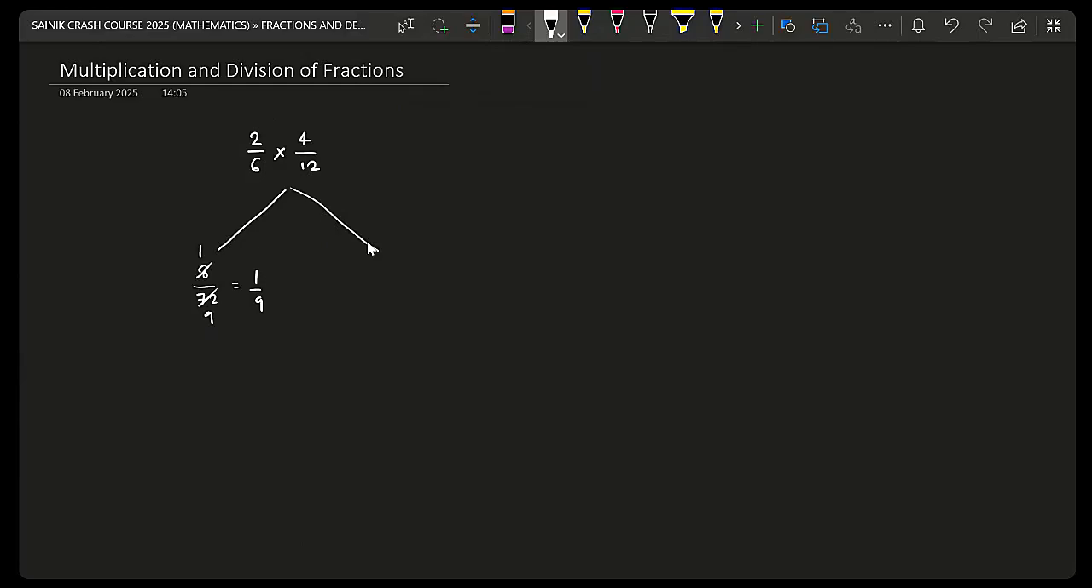Another method: numerator and denominator you can divide by the same number. So 2 by 6 into 4 by 12. 2 and 6 both I want to divide by 2. 2 ones are 2, 2 threes are 6. This 4 and 12 I want to divide by 4. 4 ones are 4, 4 threes are 12. Now multiply the numerators. 1 into 1 is 1, and denominators 3 into 3 is 9. We got the same answer.